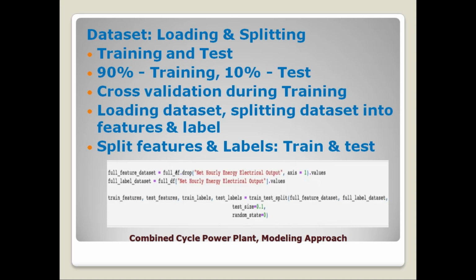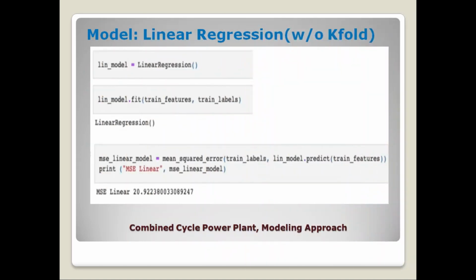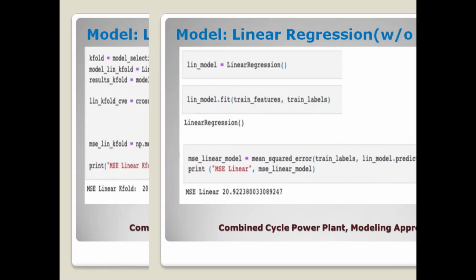So preparing our data set, we see that we loaded our data set into the full_df data set. Now we will split full_df into feature and label datasets, and then split into train features, test features, train labels, and test labels. Here we are setting the test size as 10%. Here we have linear regression, which when evaluated gives an MSE of 20.9223 and a few more decimal values.